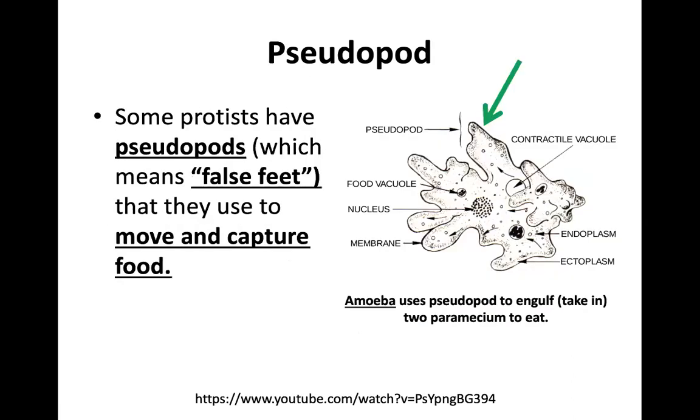Next is the pseudopod. So some protists have pseudopods. Pseudo, okay, means false feet. And they use these to move and capture their food. So an example of this is an amoeba. They use a pseudopod to take in their food.